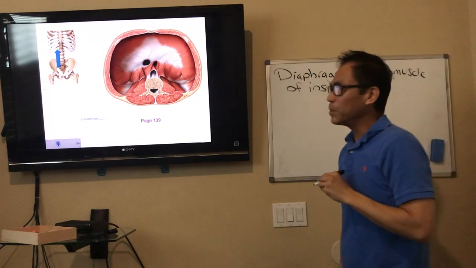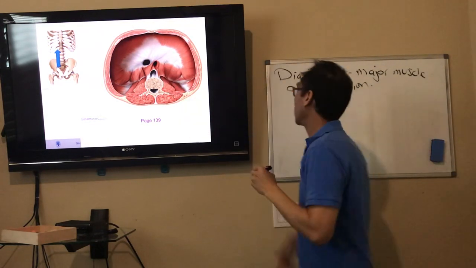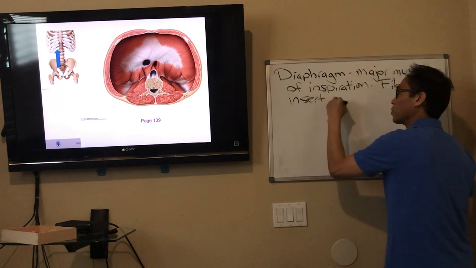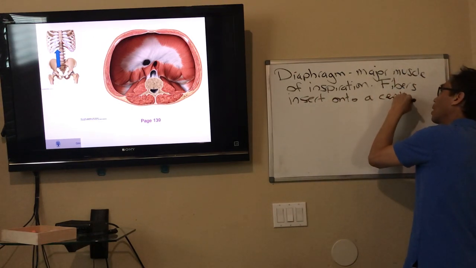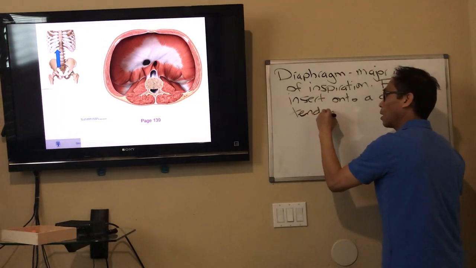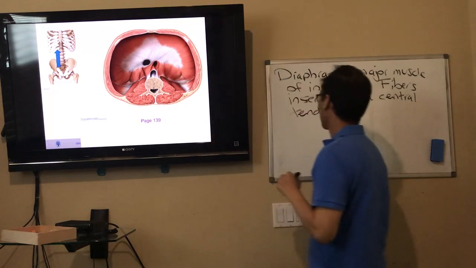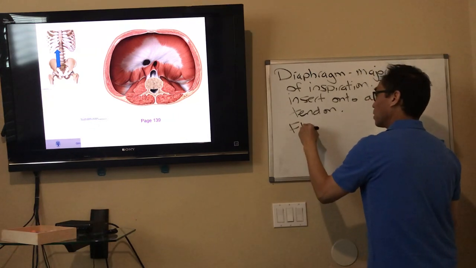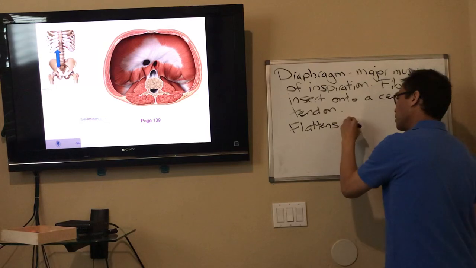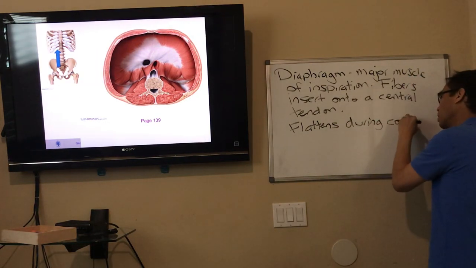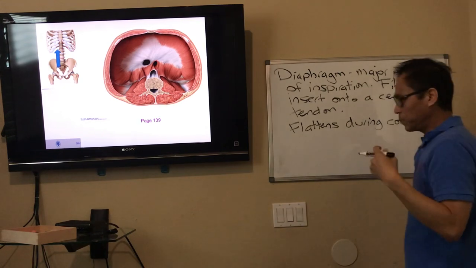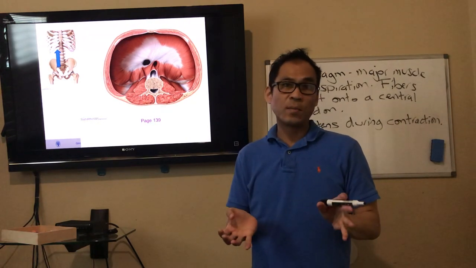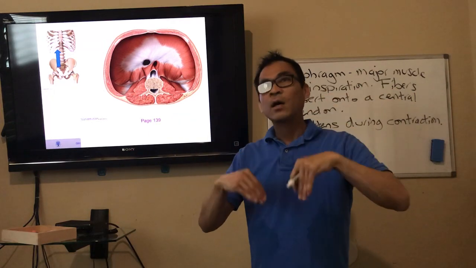About attachments for the diaphragm, do know that the fibers all insert onto the central tendon. So do know the insertion, so that when the muscle contracts, it flattens. The reason this helps you breathe is that when it flattens, you're increasing the thoracic volume. That decreases the intrapulmonary pressure inside your lungs to help draw air into your lungs.